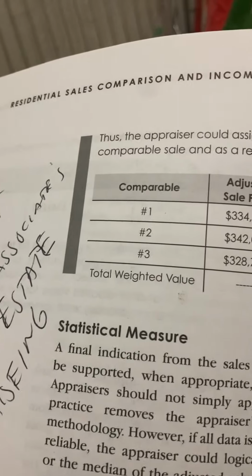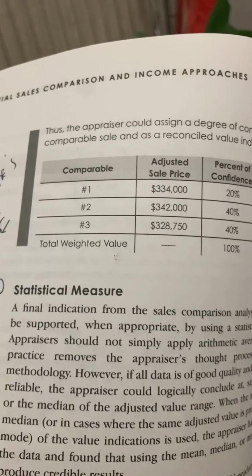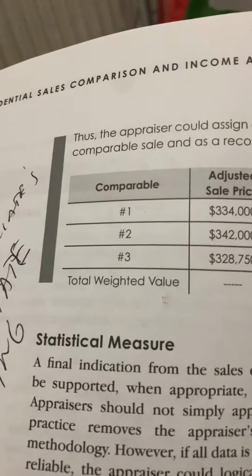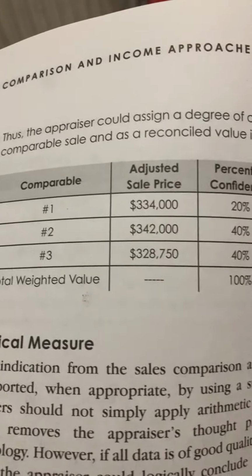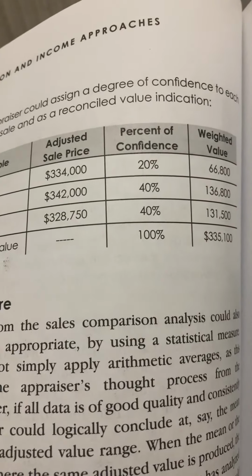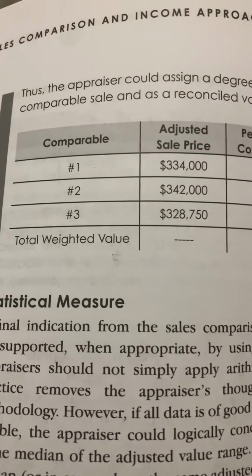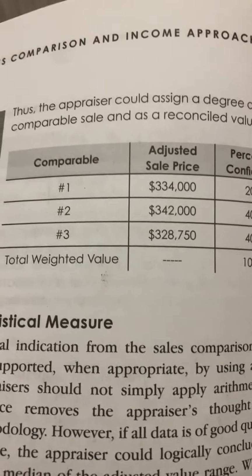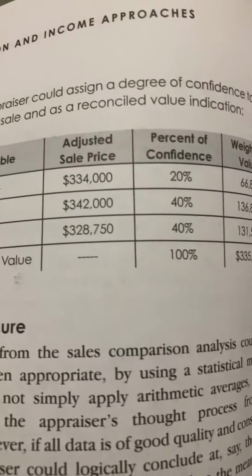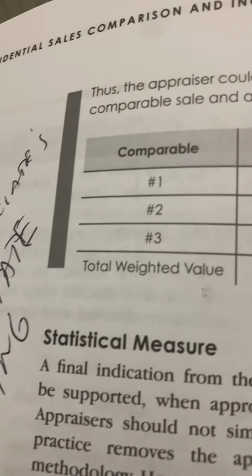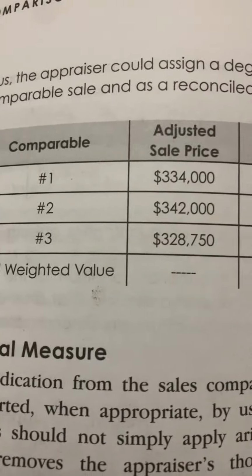Residential sales comparison and income approaches, page 104. Thus, the appraiser could assign a degree of confidence to each comparable sale and as a reconcile value indication. Here's comps 1 through 3.